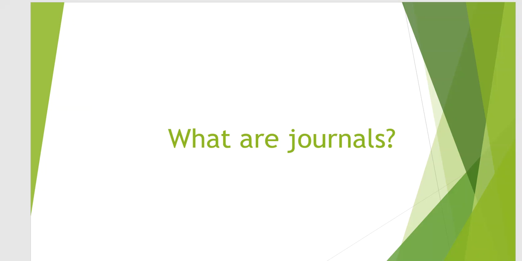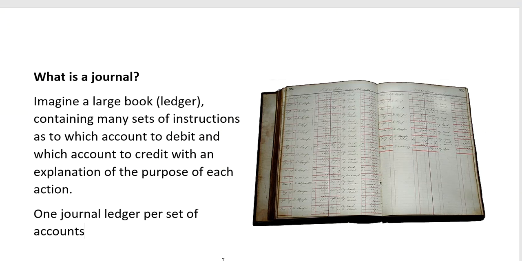In this video, I'm going to explain what a journal is in the context of accounting. So what is a journal? Imagine a large book, which can also be known as a ledger, containing many sets of instructions as to which account to debit and which account to credit, with an explanation of the purpose of each action. One journal ledger per set of accounts.